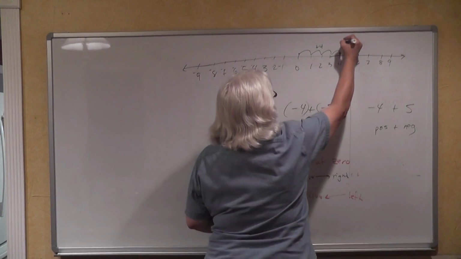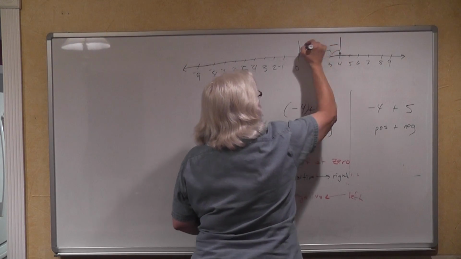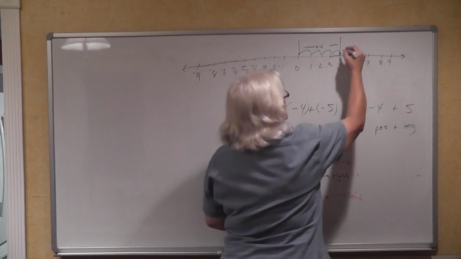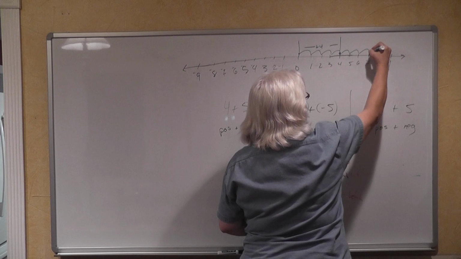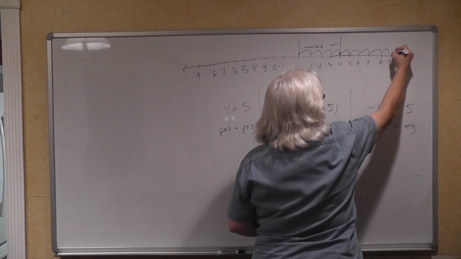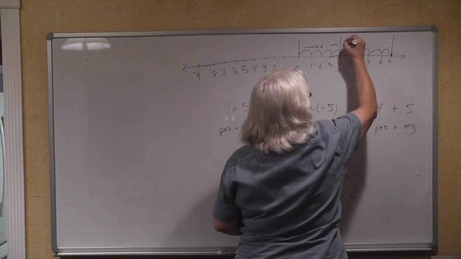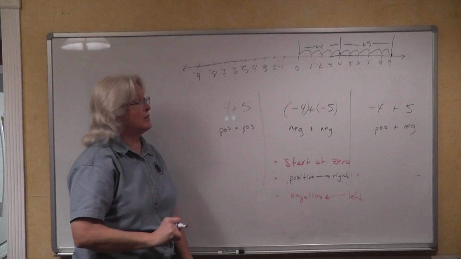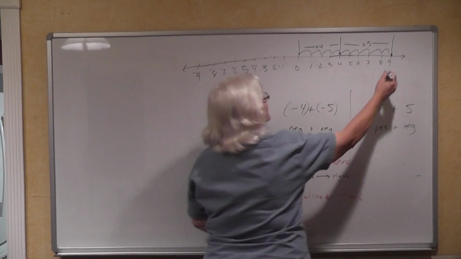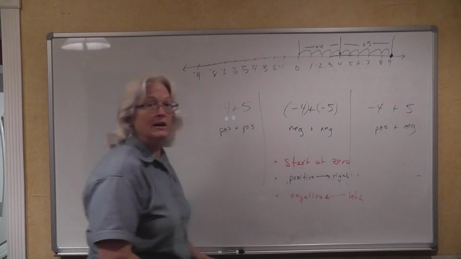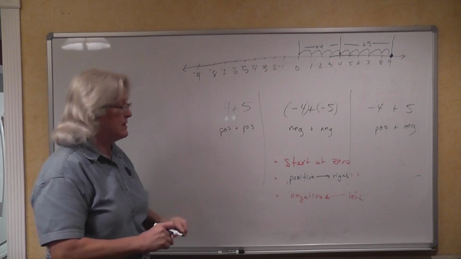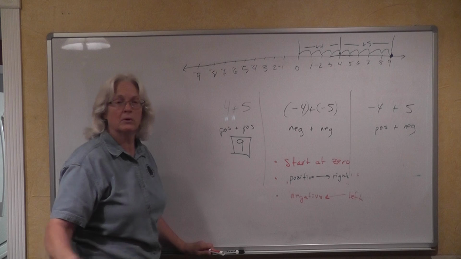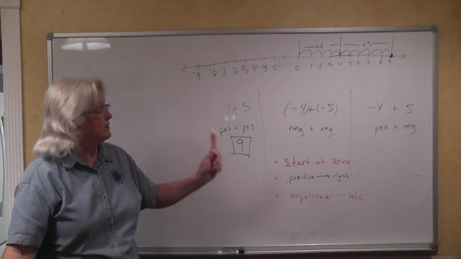Now what does it say to do? It says we're going to add 5 or go 5 more units to the right. So we go from 4, 1, 2, 3, 4, 5. When we get 5 more units to the right, we have traveled 5 units in the positive direction on the number line, and amazing, we have ended up at number 9, which of course is the solution to 4 plus 5. When you add a positive 4 and a positive 5 together, you end up with a positive 9.